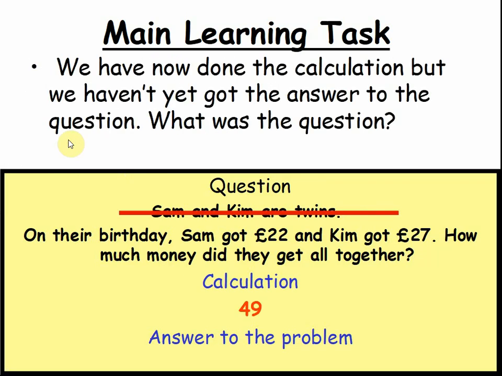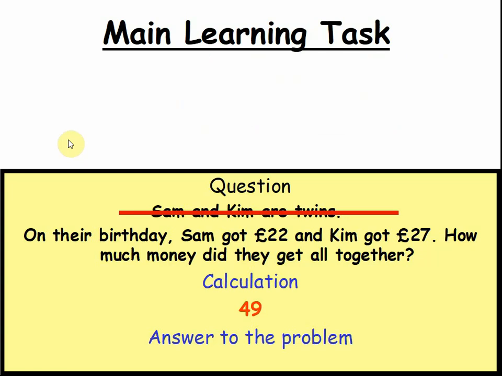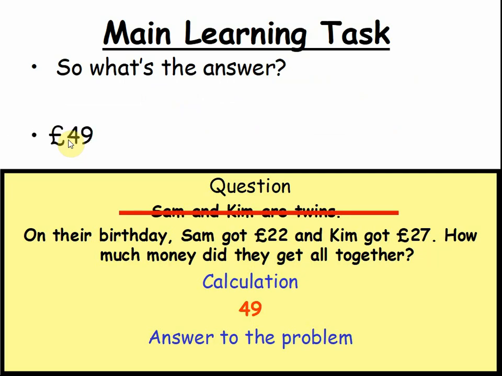We have now done the calculation, but we haven't got the answer to a question. What was the question? So what's the answer? £49. They had £49 altogether.